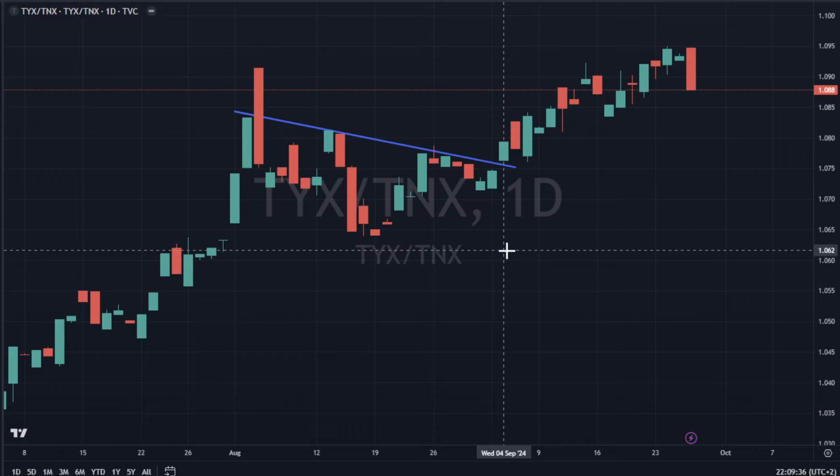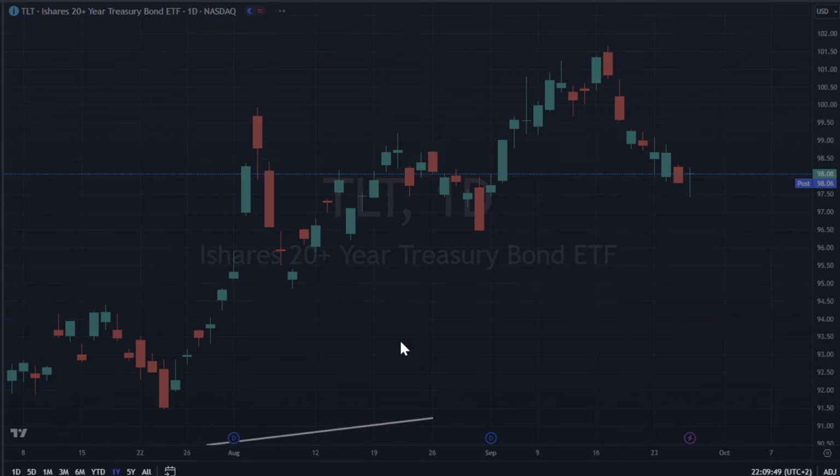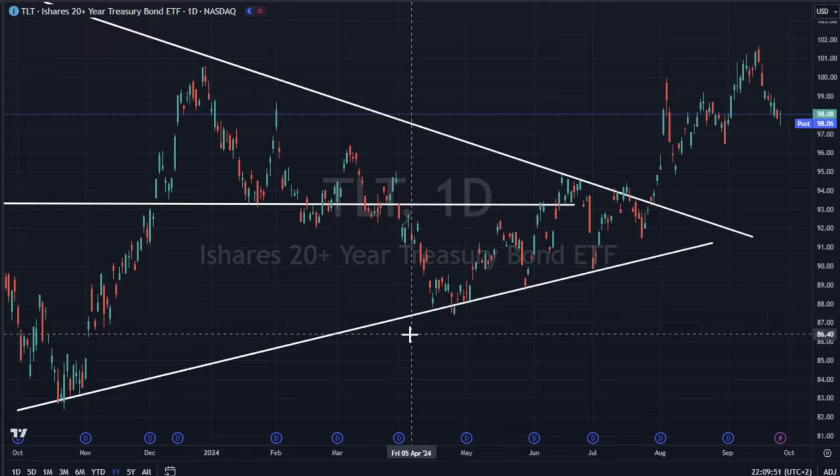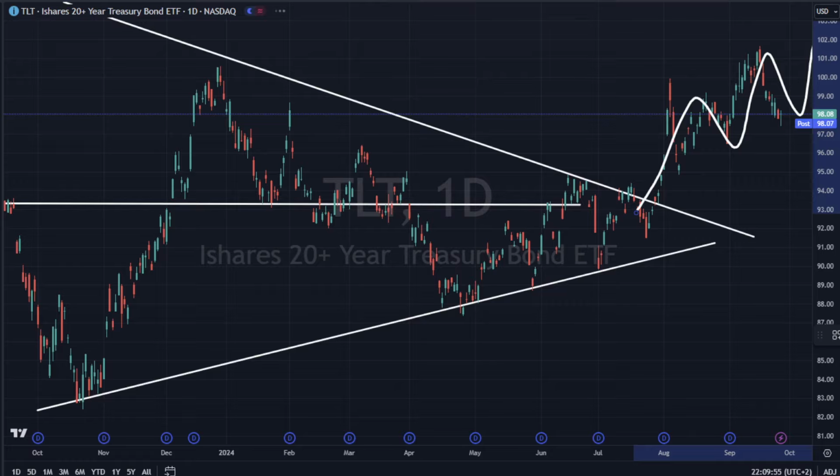We do have the 2-year up 1.6% and the 10-year flat today, so that is an inversion of the yield curve. Bond prices are slightly higher but didn't really move much. Again, we've broken through the downtrend there, and it's just working its way on up slowly.